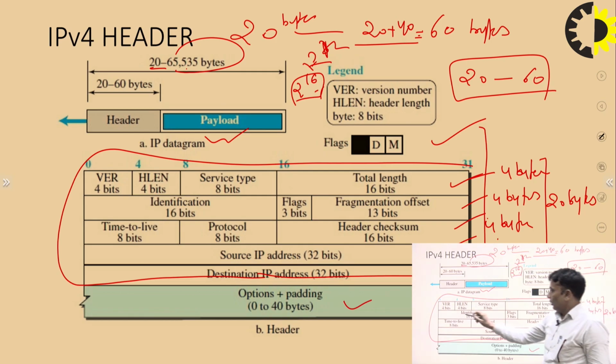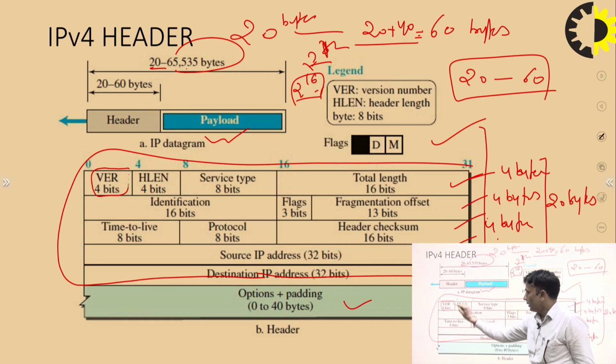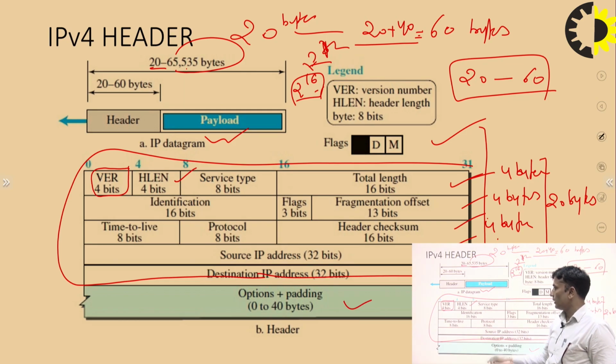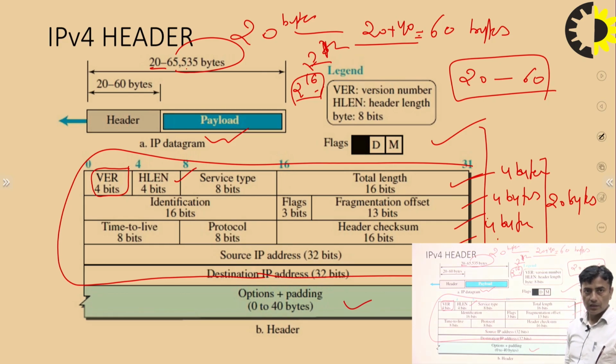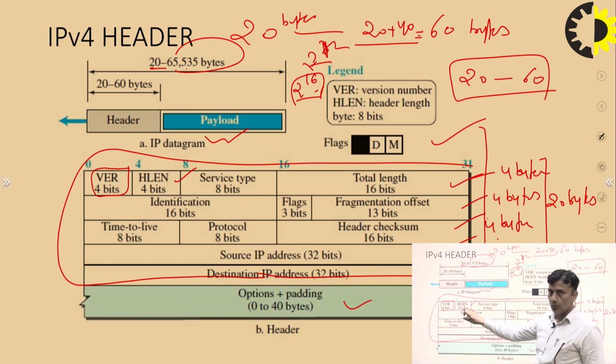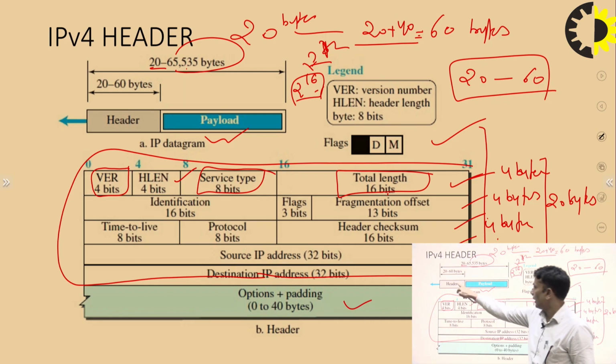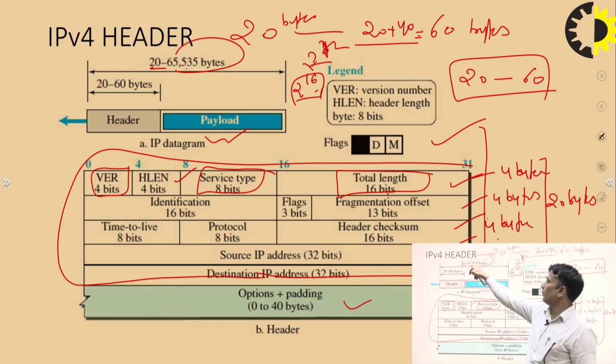The first one is the version, a 4 bit field in the first row. Then the second field of the first row is the header length, of 4 bits. Then service type of 8 bits, and total length of 16 bit. 16 bit means 2 power 16.